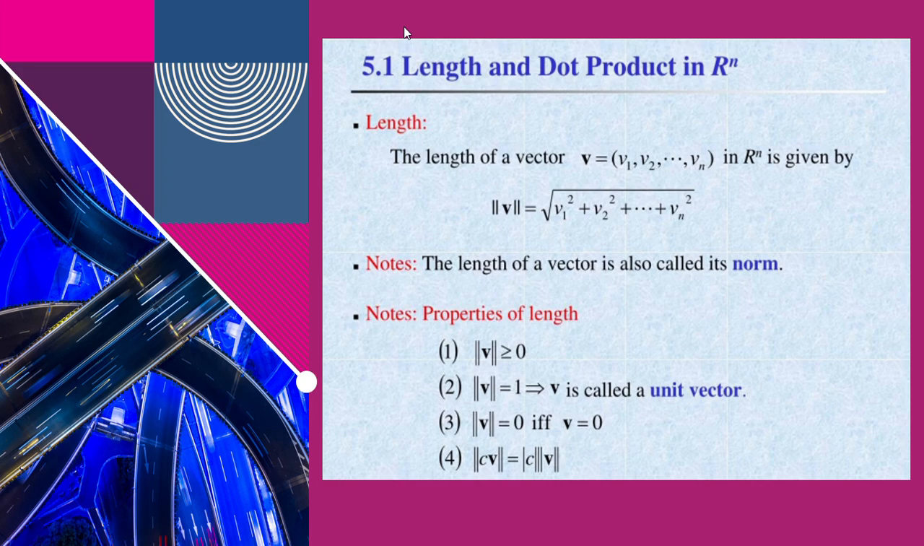The length is never negative. A vector with length exactly 1 is called a unit vector. A vector has length 0 only if it is the 0 vector. And if we multiply a vector by a number c, the new length is just the absolute value of c times the original length.